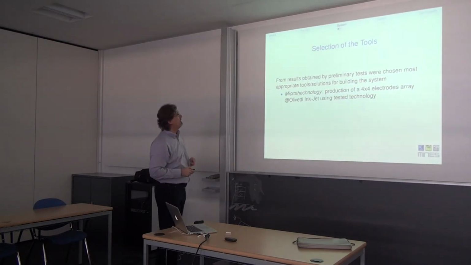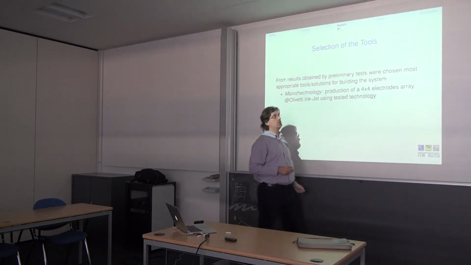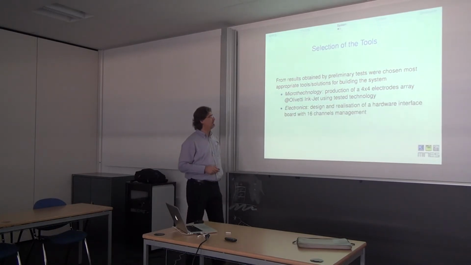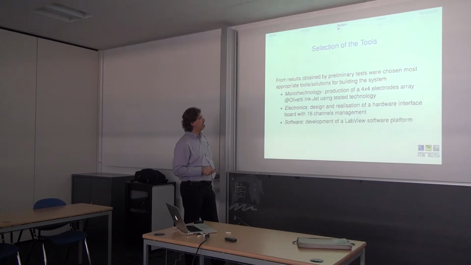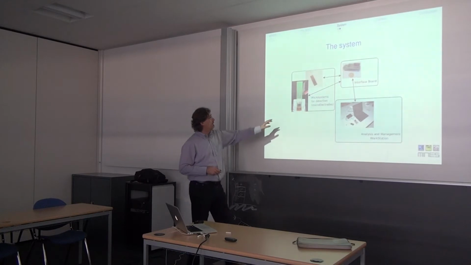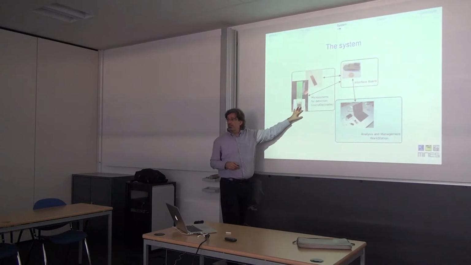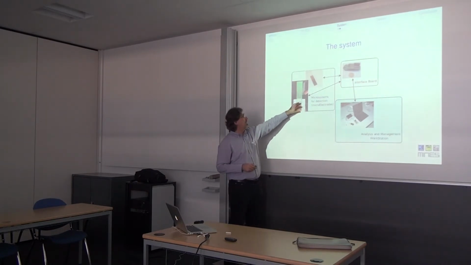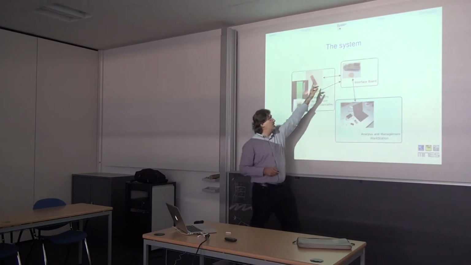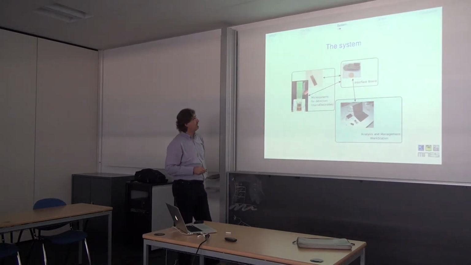The system we produced: in this case, Olivetti Inkjet produced an array of 16 electrodes. We built the electronics for the hardware interface with this channel management, and also the software for elaborating the system. So here, before we just had the names, now you have the devices. We had in this case our electrodes here with the contacts connected to the interface board, and then to a laptop for controlling the experiment.